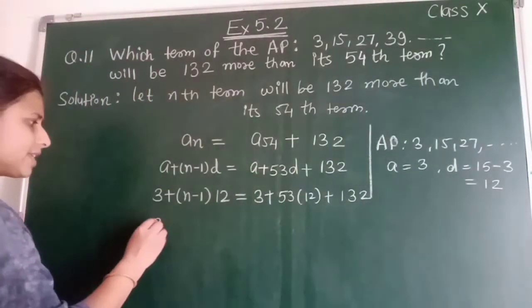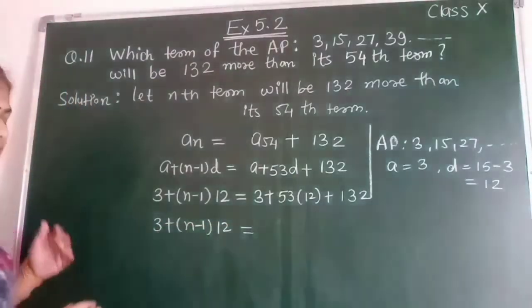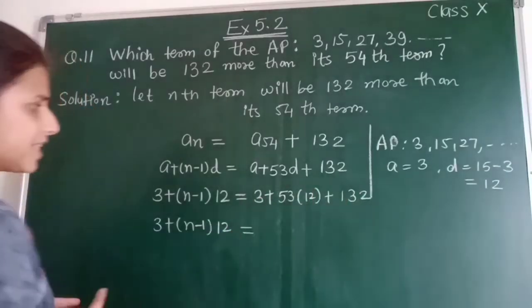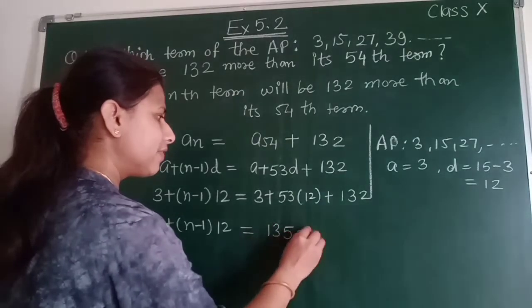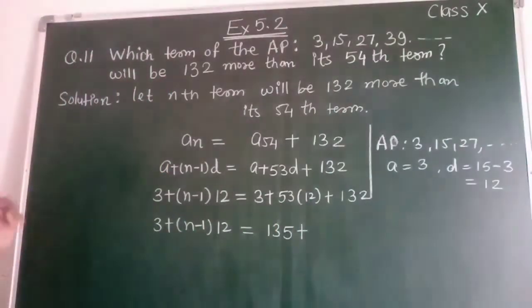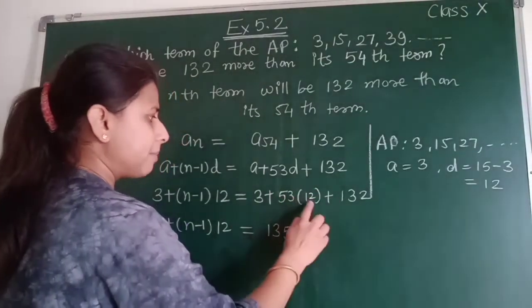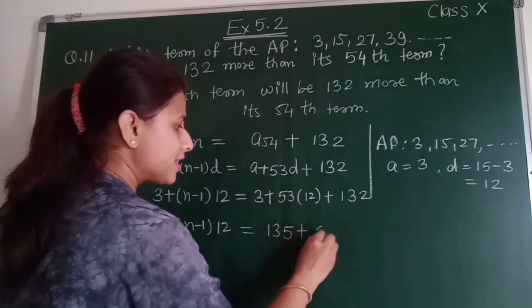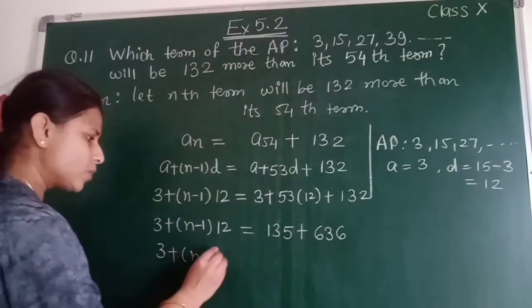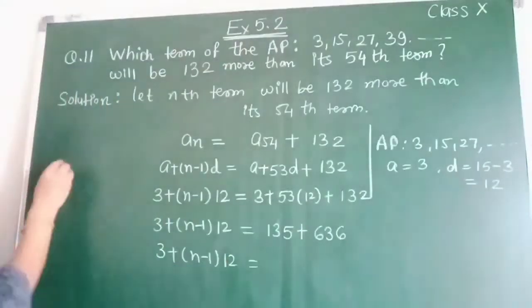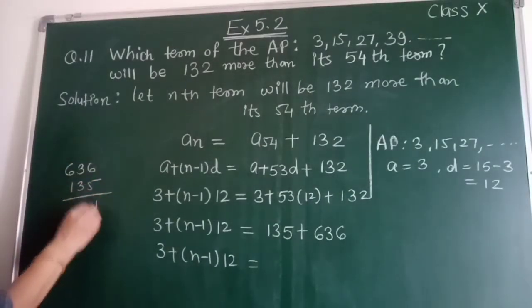Now we will simplify this. 3 plus n minus 1 into 12, we will write the left hand side as it is. First we will simplify the right hand side. We will add this 3 and 132. We will get 135 plus, now we will multiply this 53 into 12. What will we get when we multiply 53 by 12? We will get 636. Then 3 plus n minus 1 into 12 equals, now we will add this 636 plus 135. 6 plus 5, 11.